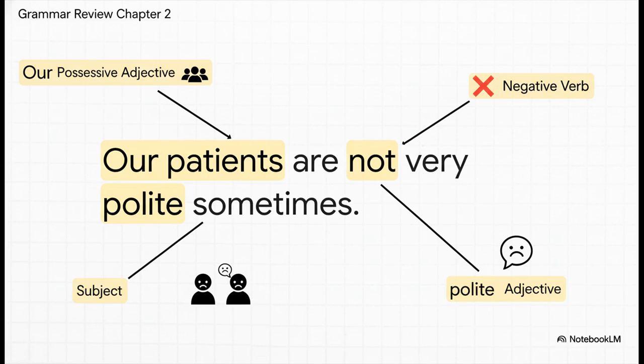Okay, let's look at one final sentence that uses all of these ideas. Our patients are not very polite sometimes. Here, our is a pronoun that shows possession. Patients is our subject. Are not is the negative verb, and polite is the adjective describing the patients. See, it all comes together.